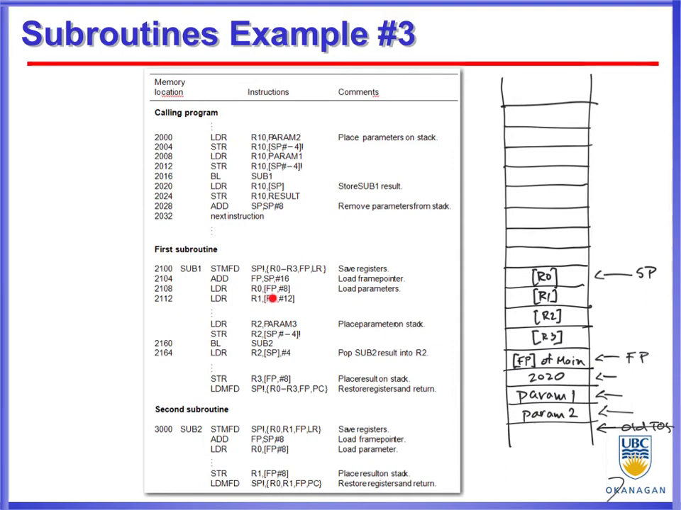Notice that the frame pointer does not change. There's no exclamation mark here, no write back. Means FP is still pointing here. Next instruction, FP plus 12: 4, 8, 12. So this address, what's there is param 2. That gets put into R1. So now R0 has param 1 in it, R1 has param 2 in it. Okay? Frame pointer is still pointing here. Stack pointer is still pointing here.